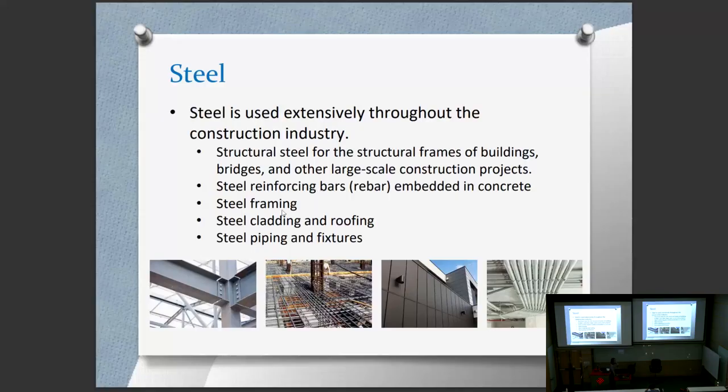And also steel framing, like the use of steel in the walls, in the floors and ceiling, and also steel cladding and roofing. For the steel cladding, it is usually more durable and resistant to the weather, and it looks good. So steel is also commonly used for cladding. And steel piping and fixtures, like the steel conduit and maybe some trunking, air duct.